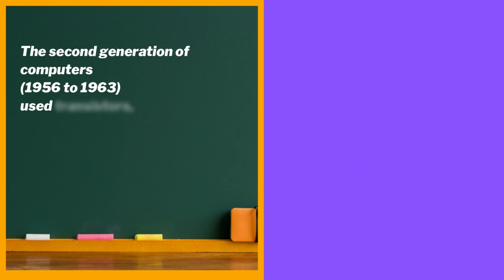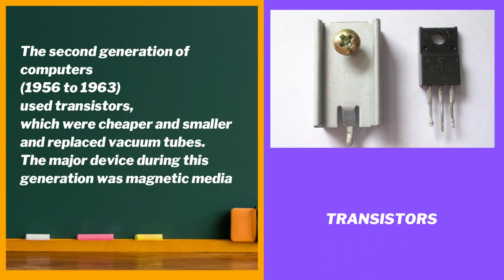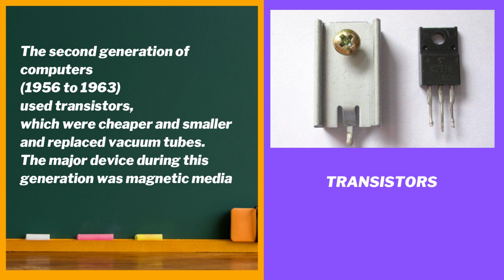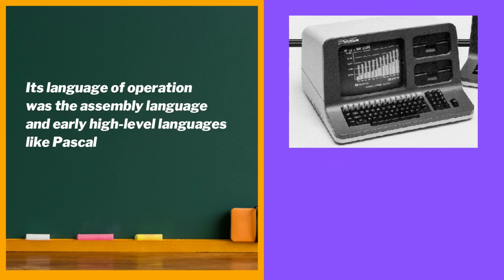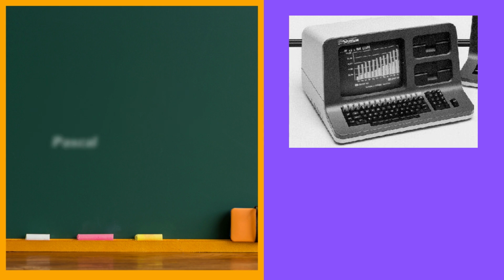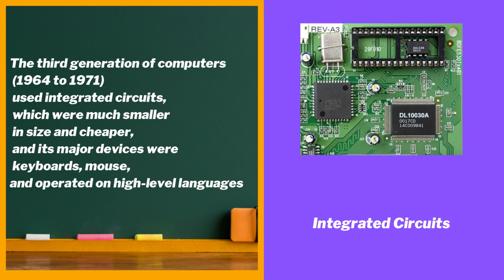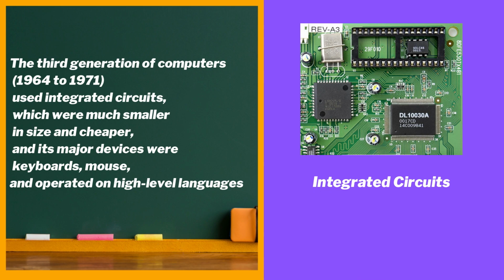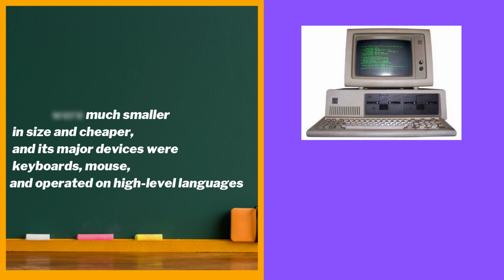The second generation of computers, 1956 to 1963, used transistors, which were cheaper and smaller and replaced vacuum tubes. The major device during this generation was magnetic media. Its language of operation was assembly language and early high-level languages like Pascal. The third generation of computers, 1964 to 1971, used integrated circuits, which were much smaller in size and cheaper, and its major devices were keyboards and mouse, and it operated on high-level languages.